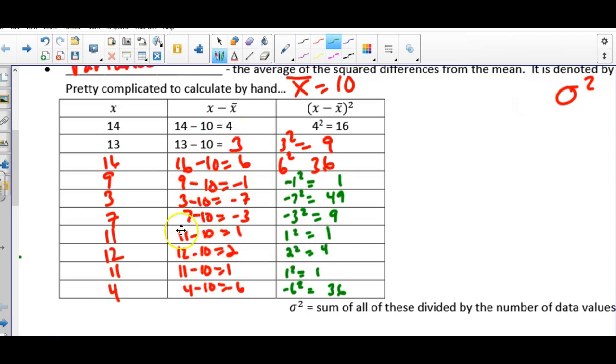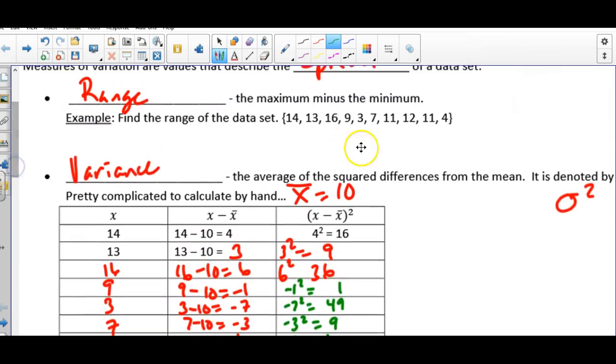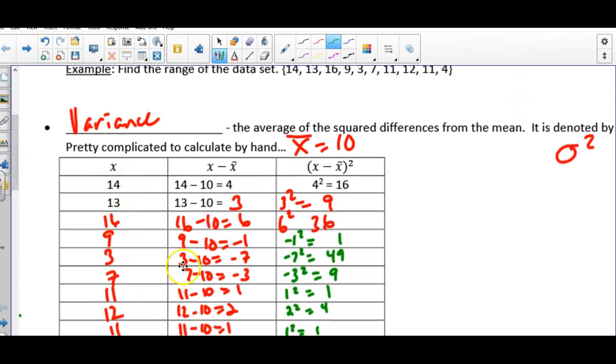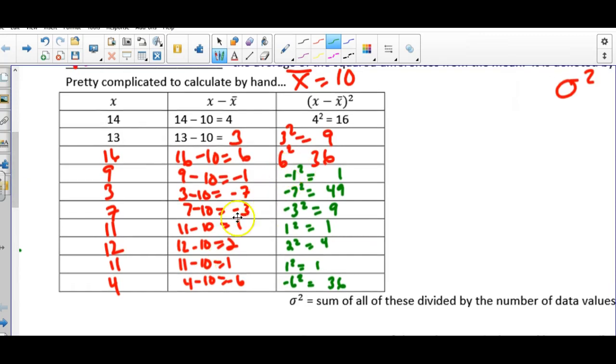Again, all these values come from right here. I just went down the list, from 14 to 4. Y'all see? Then do that. Once you get the answer, square all the answers, and those are these values.